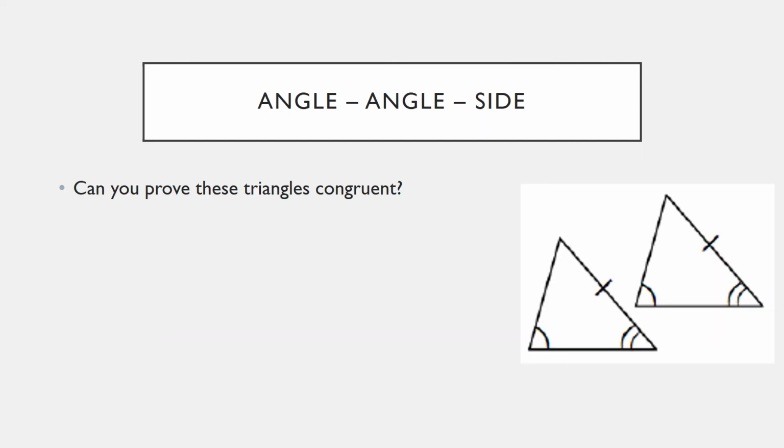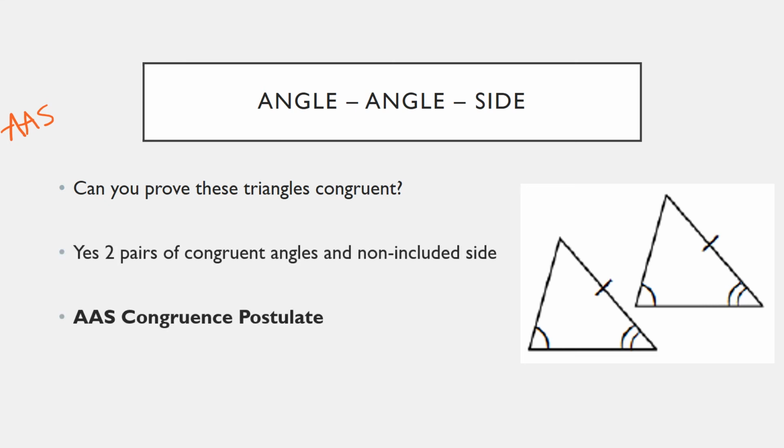The next postulate we're going to talk about is angle, angle, side. So this is going to be written as AAS. Now the side is on the outside of my angles. And if you think back, can we prove these triangles congruent? Yes, we can. If we have two pairs of congruent angles and a non-included side, we know that they are congruent by AAS. This one's different because my angles here are congruent, but the side that's congruent is outside of the angles that are congruent. So remember, since S is not in the middle, we're not including the side between the two angles.